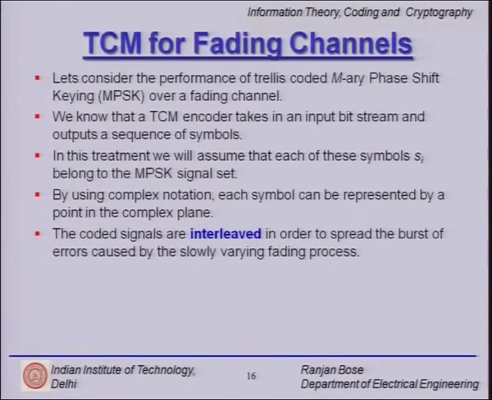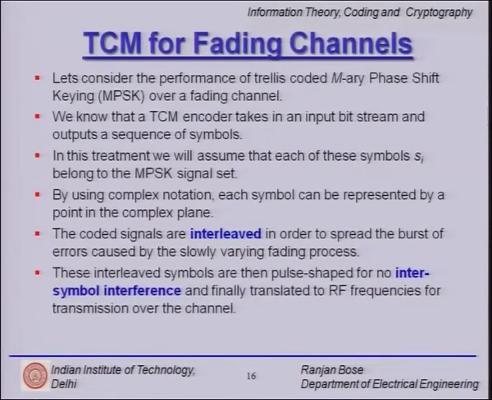Now, the coded symbols are interleaved in order to spread out the burst errors caused by the slowly varying fading process, and these interleaved symbols are then pulse shaped for no intersymbol interference. So, those are the nitty-gritty details for communications, but we will focus pretty much on the fading characteristic of the channel.